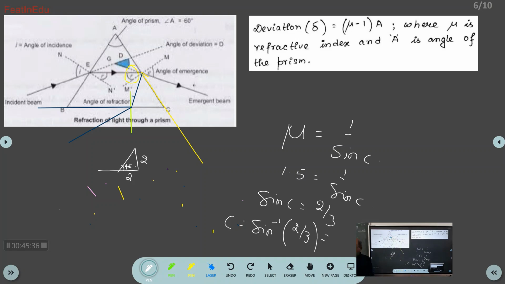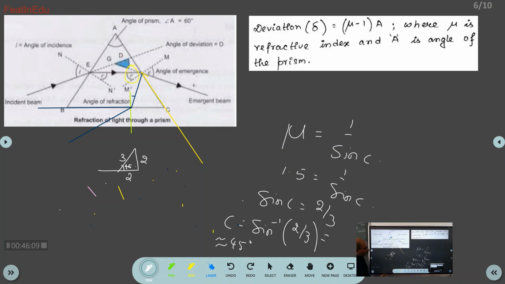2 root 2 is what? 1.4 into 2 will approximately give you 3. Got it? Yes, sir. So this side will be 3 units approximately. So if you get sine inverse of 2 by 3, then angle C will approximately be equal to 45 degrees. Now if this angle is 45 degrees, then it will go along the surface like this.